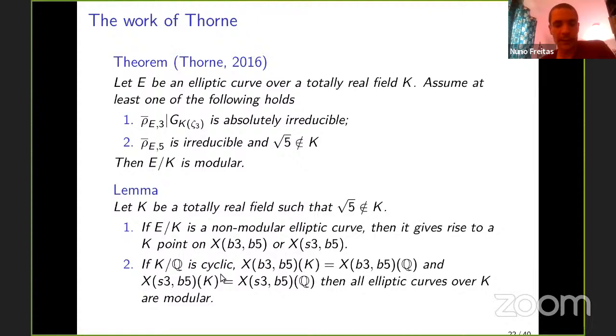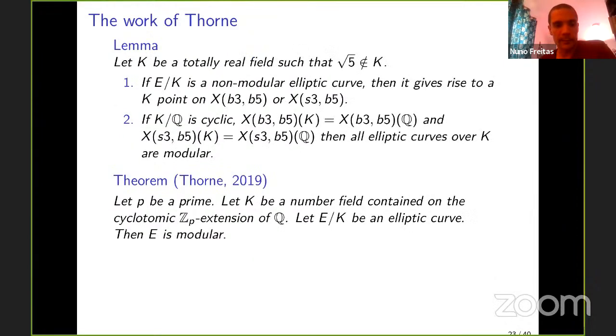And then there's a second part of this lemma that says, given a cyclic number field, if the K-points on these curves are the same as the rational points, then all elliptic curves over K are modular. Now, based on this, he proved modularity of elliptic curves over the cyclotomic Z_p-extensions of Q.